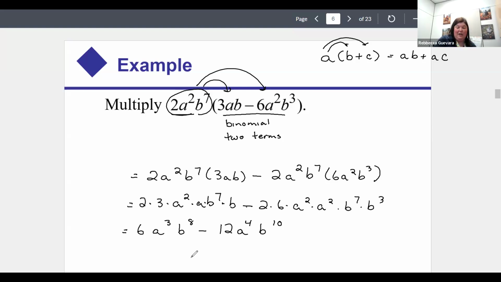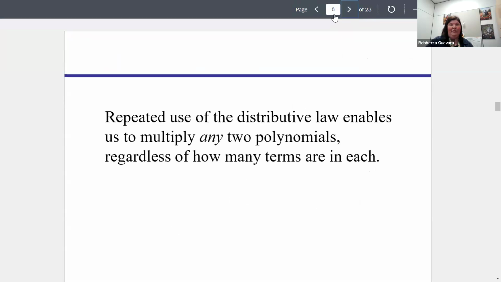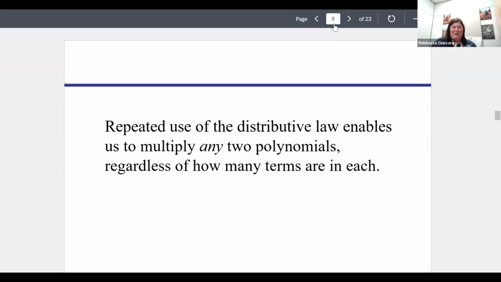So when I have a monomial, I'm just distributing it across. It needs to multiply each of the other terms of the other polynomial, in this case a binomial. If we have two polynomials that are not monomials, then we are going to have a repeated use of the distributive law to enable us to multiply any two polynomials regardless of how many terms are in each.